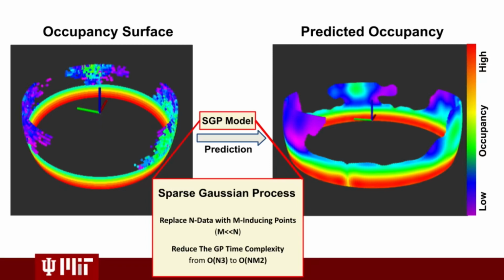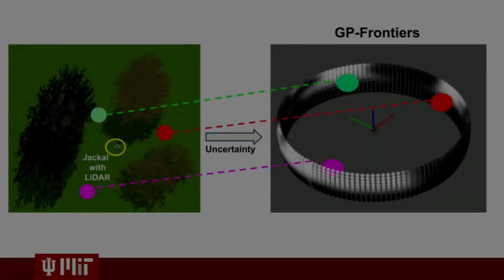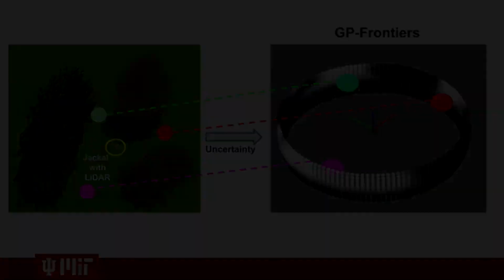And we leverage the uncertainty associated with the SGP predicted occupancy to construct the variance surface, where the uncertain area in the variance surface corresponds to the free spaces around the robot. And we define the centroids of the uncertain area as GP frontiers. So GP frontiers are used as local navigation points.